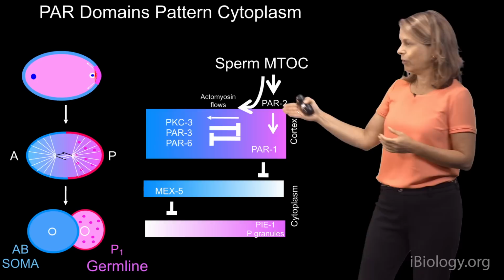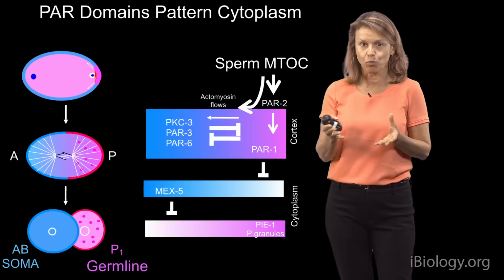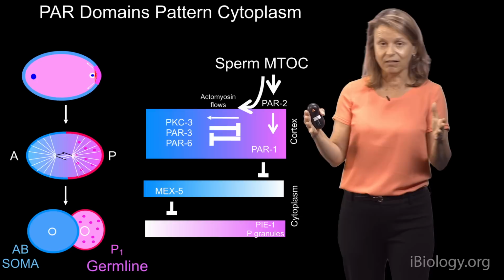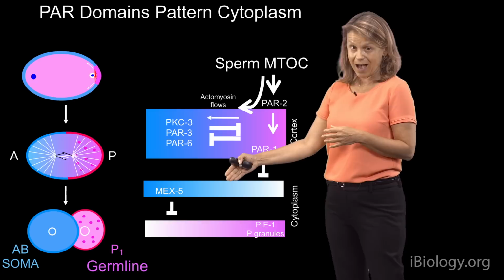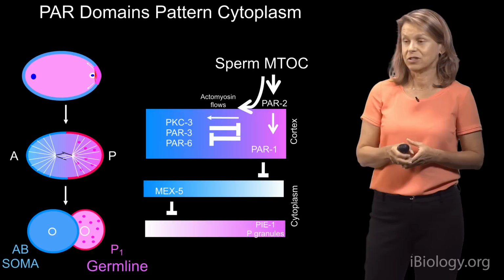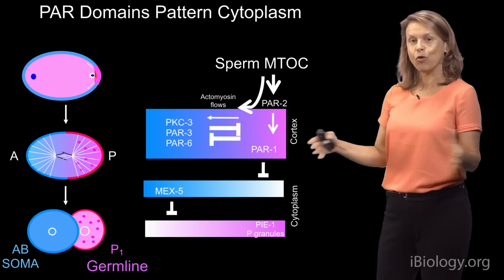Turns out that the PAR domains are controlling all of the different aspects of the polarity of the one-cell embryo. And that means that these proteins at the membrane direct what's going on in the cytoplasm. And in the cytoplasm, there are several proteins and organelles that become asymmetrically distributed along the anterior-posterior axis. And this happens because you want different molecules to end up in the anterior and posterior cell that is formed at the first division. So in this presentation, we're going to focus on how do you generate these cytoplasmic asymmetries. And in particular, we're going to talk about how this protein here, MEX5, forms an anterior-posterior gradient in the cytoplasm.